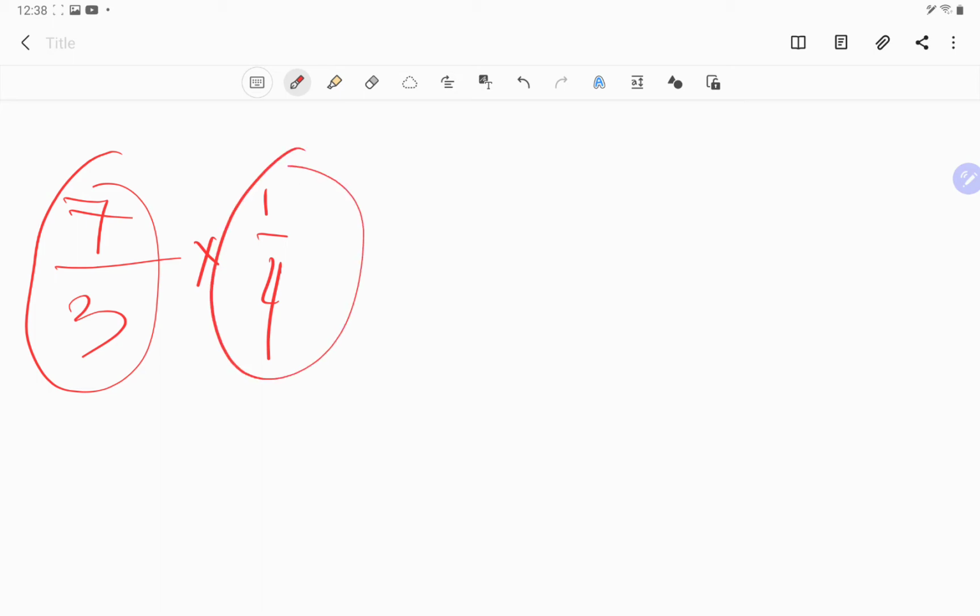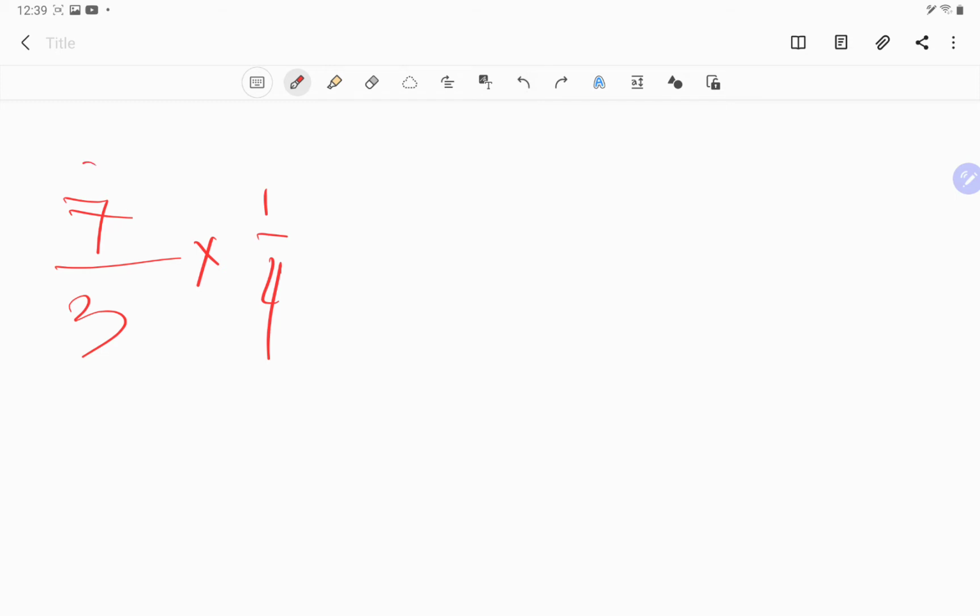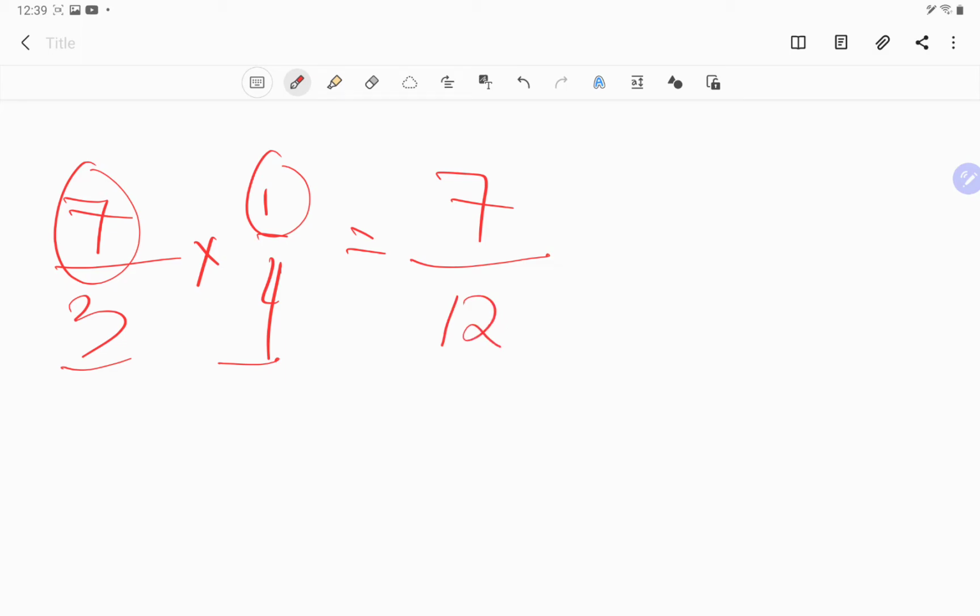Ngayon, magtuloy-tuloy na muna tayo sa multiplication natin ng fraction. Let's say 7/3 times 1/4. So, this is an improper fraction and a proper fraction. Okay, so 7 times 1, that is equal to 7, and 3 times 4 is equal to 12. Alright. Now, ito yung sagot natin. Ang tanong, pwede ba natin siyang i-reduce sa lowest term?